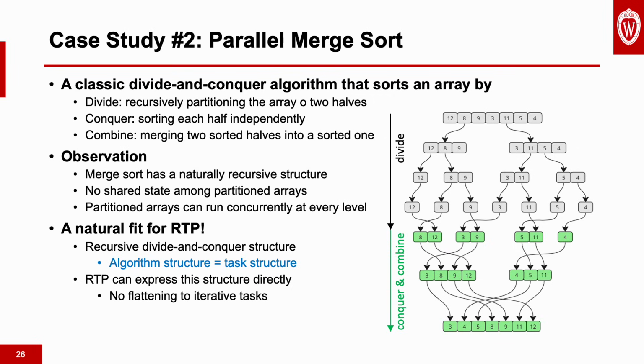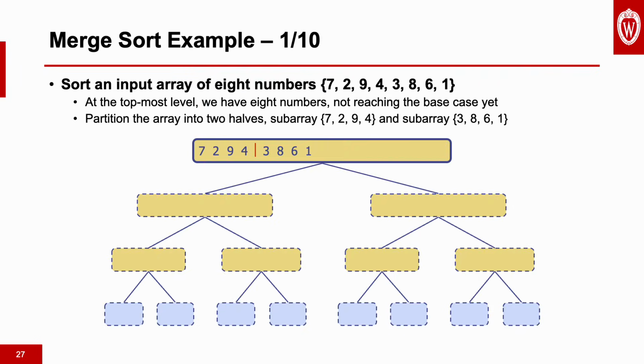With these properties, merge sort is an excellent fit for RTP. The algorithm has a recursive divide and conquer structure, where the algorithm structure is the same as the recursive task structure, and RTP can express this structure directly without flattening it to iterative tasks. Let's take a look at an example of merge sort.